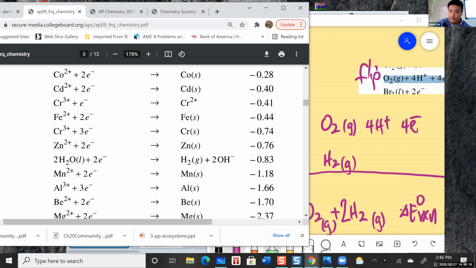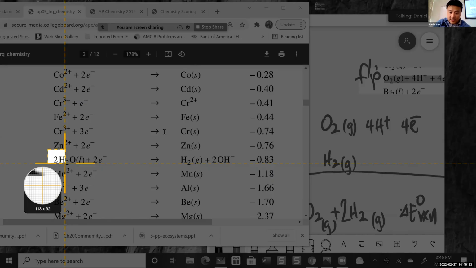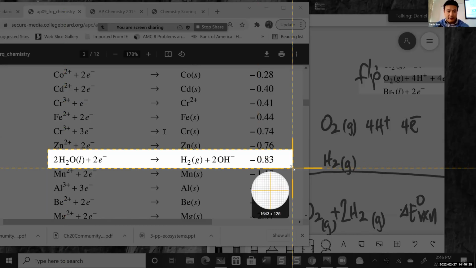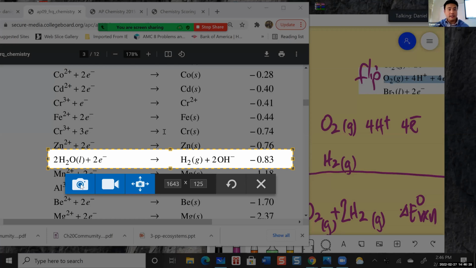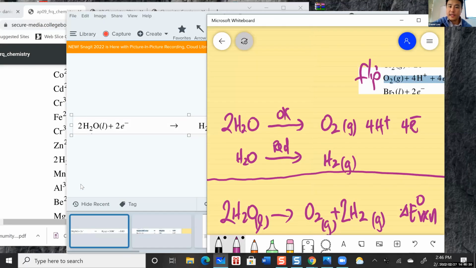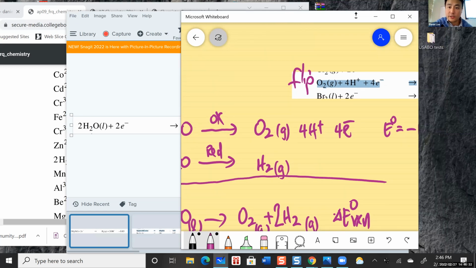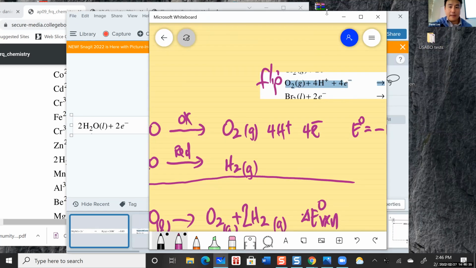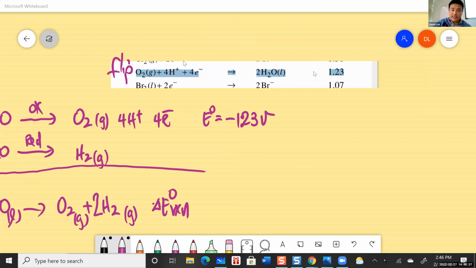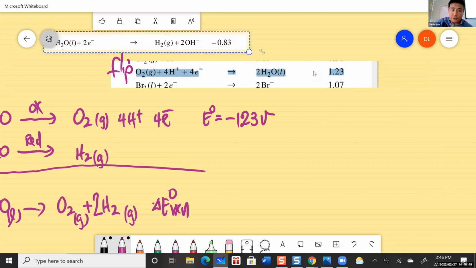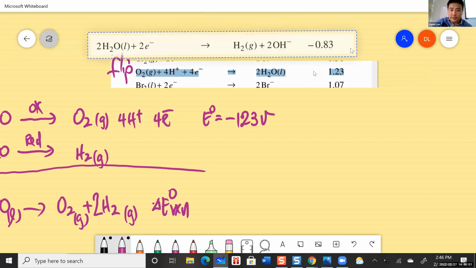So this equation has to do with the reduction of water because look, hydrogen is involved. Hydrogen is involved, not oxygen. So this is the reduction of water. Okay, so we need to be able to fish out which one is which. When they give it to you, you got to use some common sense. And this reduction, I don't need to flip anything because it is already a reduction, right? They will always present the equation to you in the form of reduction.